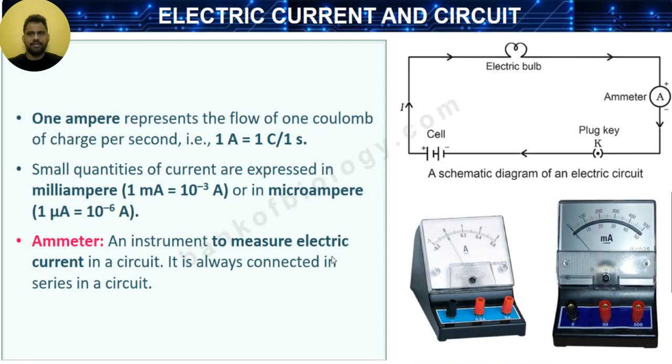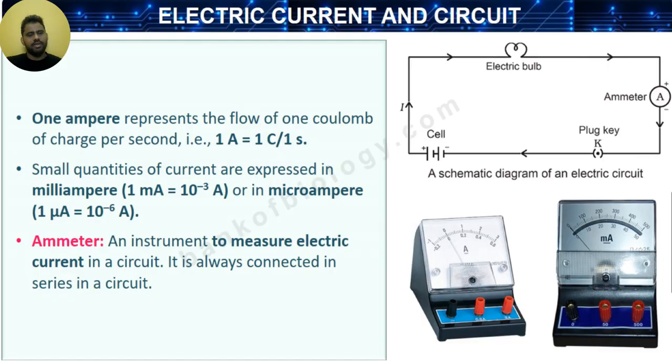Let's move ahead. This question can be asked: define 1 ampere. What does 1 ampere represent? You can say 1 ampere represents the flow of 1 coulomb of charge per second. Small quantities of current are expressed in milliampere. 1 milliampere is 10 to the power minus 3 ampere, or in microampere, 1 microampere is 10 to the power minus 6 ampere.